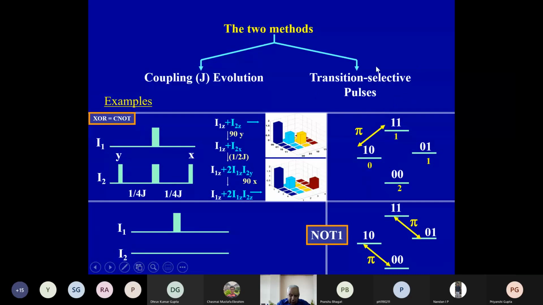However, there is a problem with this experiment because you cannot put in a quantum circuit. This you can put in a quantum circuit. So finally, you will have to use this. But just for learning, you can use this.